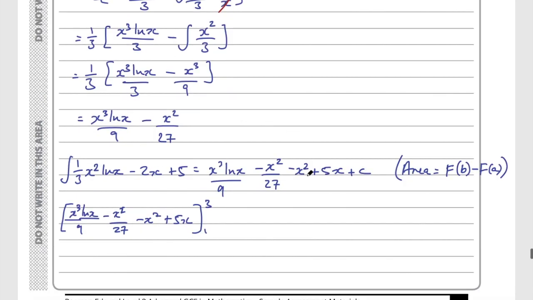Oops, sorry, I've just noticed a mistake. This is meant to be a cubed. I've just made a small error there, so sorry about that. A cubed there, and a cubed here, and a cubed down here. Again, I apologize. So that's a cubed.